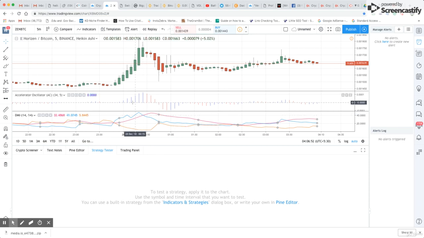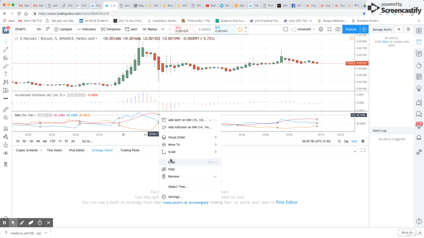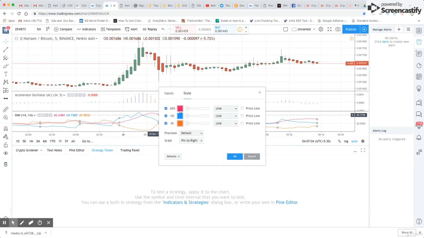Let the settings of the accelerator oscillator be the same. Don't change anything. Only we have to change in DMI. So right click and click on settings. So the first thing is ADX, average directional index. Change this color to black. And this is the positive directional index, that is plus DI.